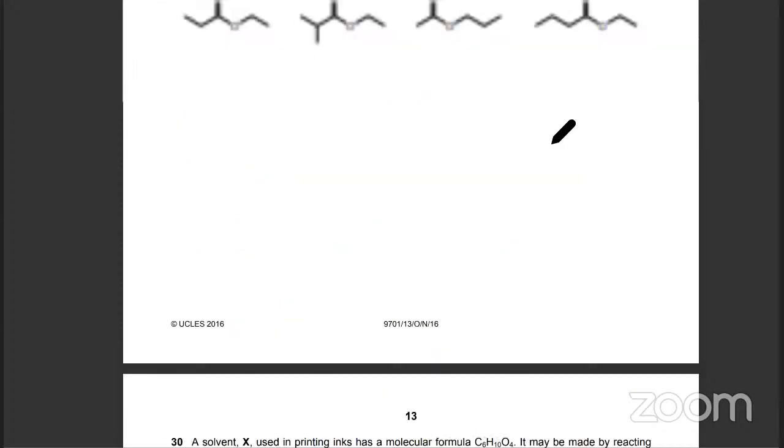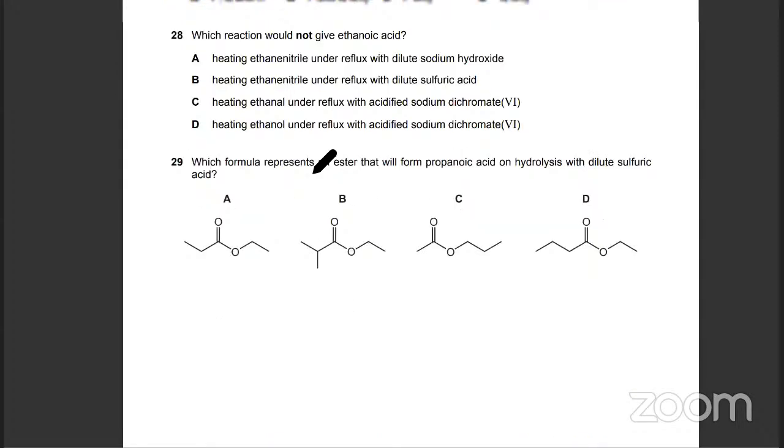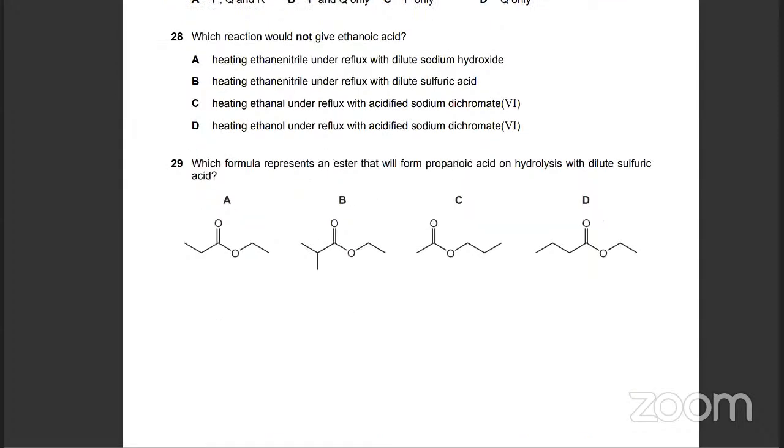Then question 29: which formula represents an ester with the... Is this clear? Okay, then which formula? Does anyone have any question?